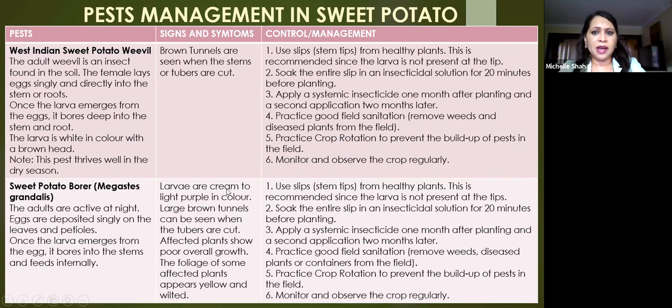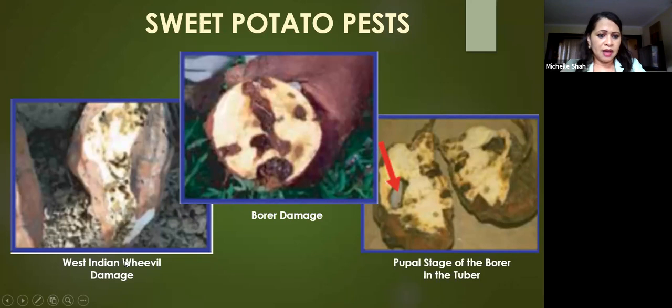The three pests shown here: we have West Indian weevil damage on the tuber. Then we have the borer damage in the tuber causing these brown areas. And the pupal stage of the borer in the tuber; we see the pupa, which is after the larval stage, seen inside of the tuber.